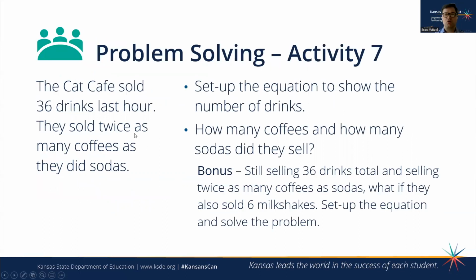Your turn. Try using SOLVE for this one. The Cat Cafe sold 36 drinks last hour. Okay, they sold twice as many coffees as they did sodas. Set up an equation that shows the number of drinks and then how many coffees and how many sodas did they sell. Okay, bonus. If they still only sold 36 drinks total, but they sold twice as many coffees as sodas, what if they also sold 6 milkshakes? Set up that problem and solve it.